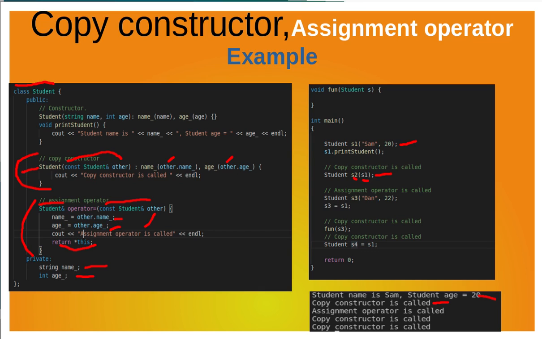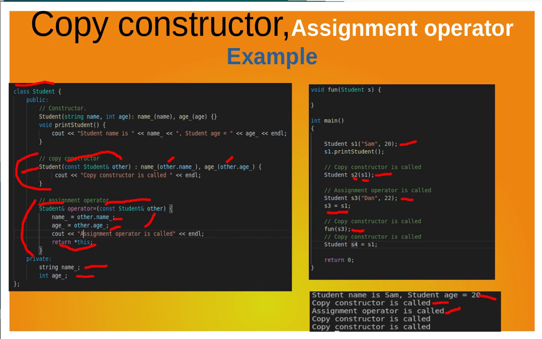In this line, I initialize a new object called S3. It has name Dan and age 22. Then I use the assignment operator S3 equal S1, because S3 is already declared and initialized. Assignment operator will be called, and the values of S1 are assigned to S3, and here you see the assignment operator is called.